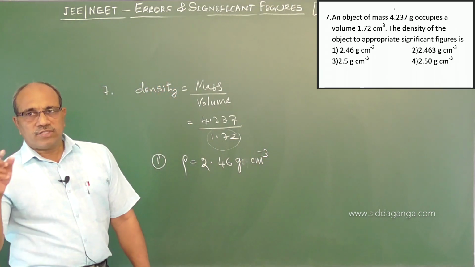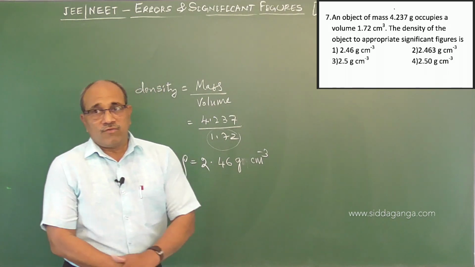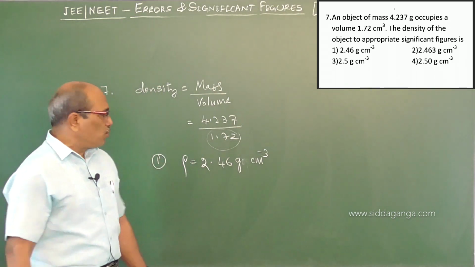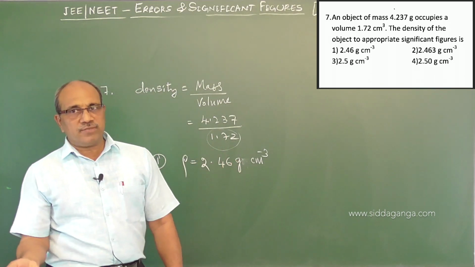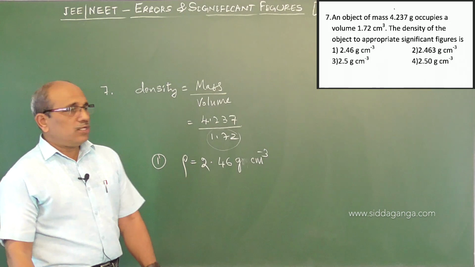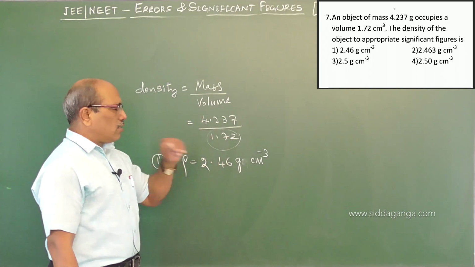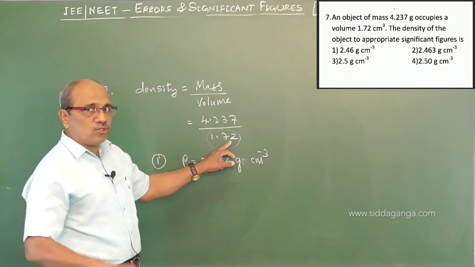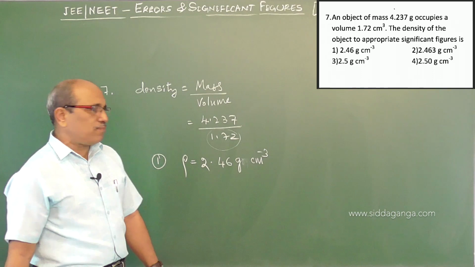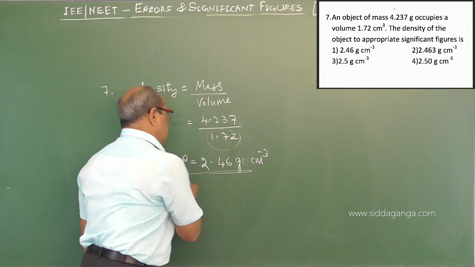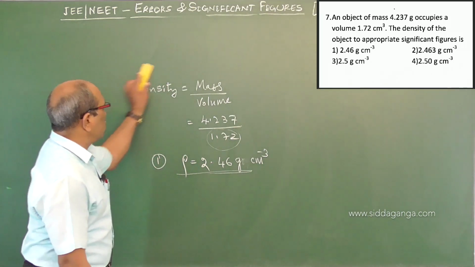So the second one is wrong because it has 4. The third one is wrong, only 2. The fourth one also confuses you, 2.46 or 2.50. Approximation cannot be done here because the data clearly says it may not be 2.5. 1.72 into 2.5 cannot give this. Therefore, the fourth one is not appropriate. The appropriate one is the first one, 2.46. Come to next.